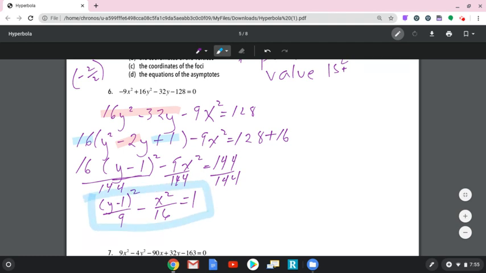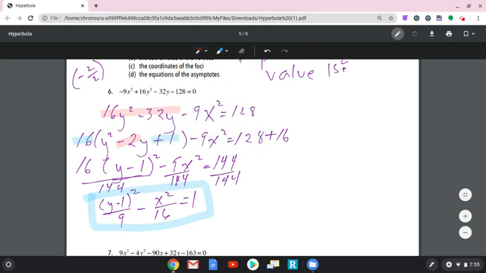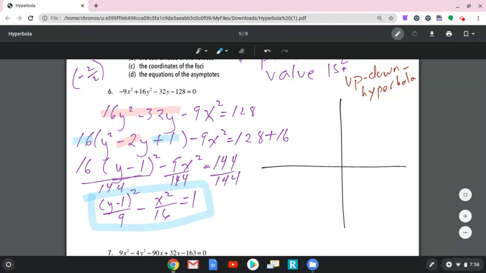So now I know by looking at that standard form, I have a lot of information. I know it's an up and down. So if I look at this, we have an up and down hyperbola because y is first. I keep on saying parabola, hyperbola. I have an up and down hyperbola. So let's go through the motion. So I want to graph this. So let's identify the center.